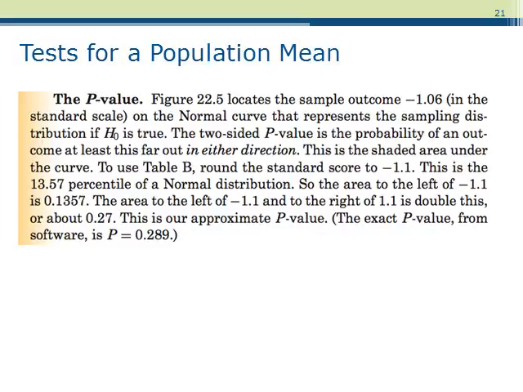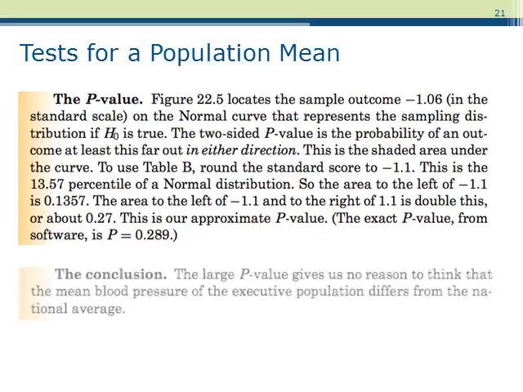To use Table B, we'll round the standard score to negative 1.1. This is the 13.57 percentile of a normal distribution. So the area to the left of negative 1.1 is 0.1357. The area to the left of negative 1.1 and to the right of 1.1 is double this, or about 0.27. This is our approximate p-value. If we use software to find the exact value, the p-value is 0.289. Because the p-value is rather large, it gives us no reason to think that the mean blood pressure of the executive population differs from the national average.